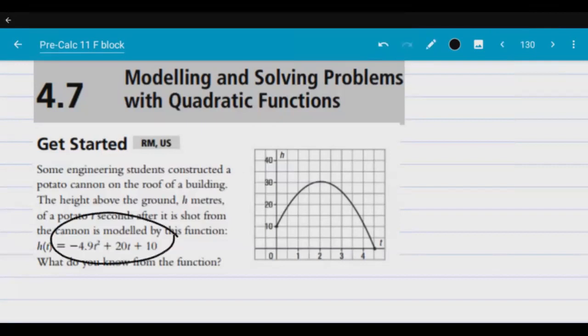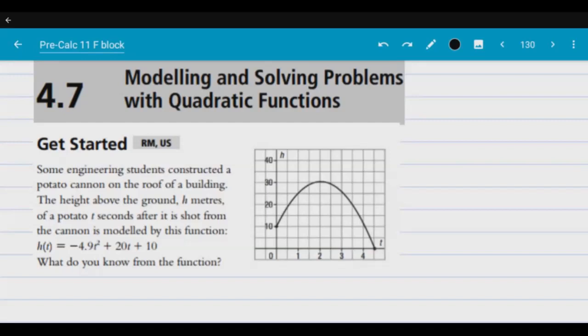All right. This one is given by this graph. What do you know from the function? Okay, a few things. This 10 is the y-intercept right here. What it is telling us is that the potato cannon is on the roof of a building. Therefore, the roof of the building has to be 10 meters above the ground.